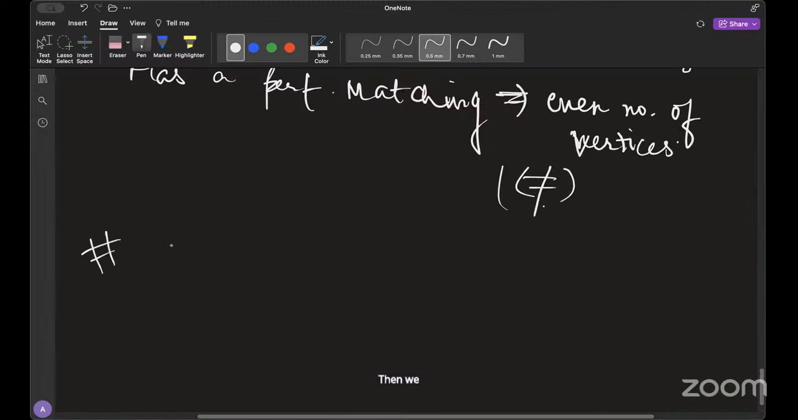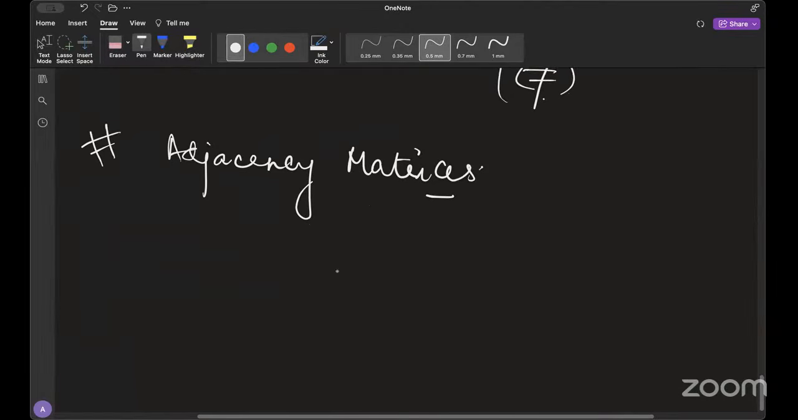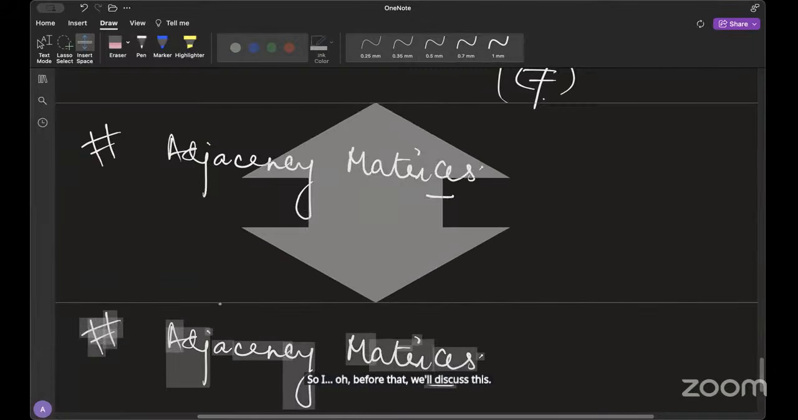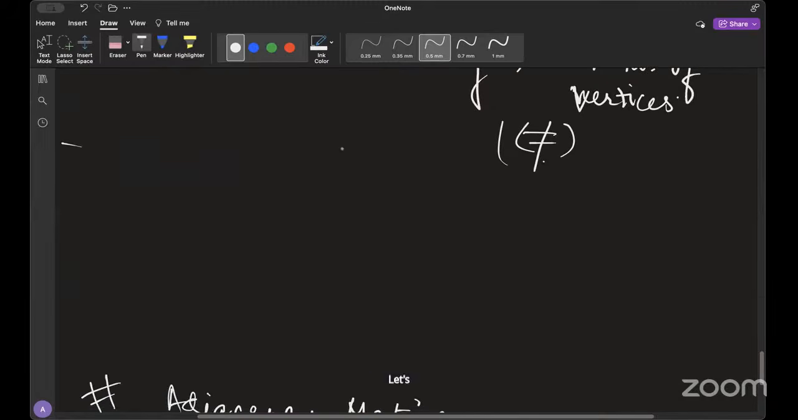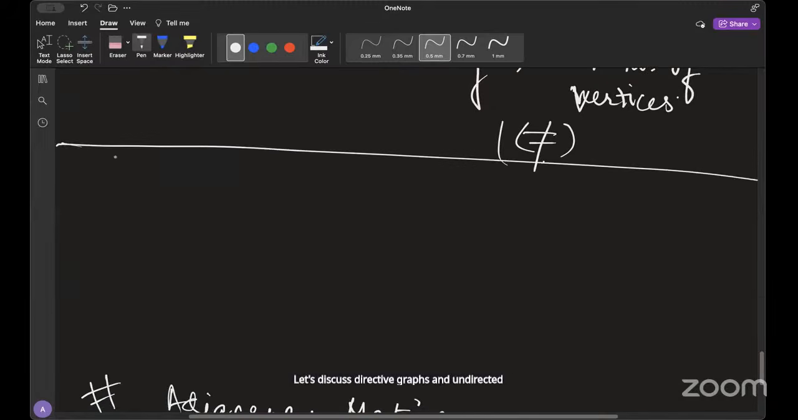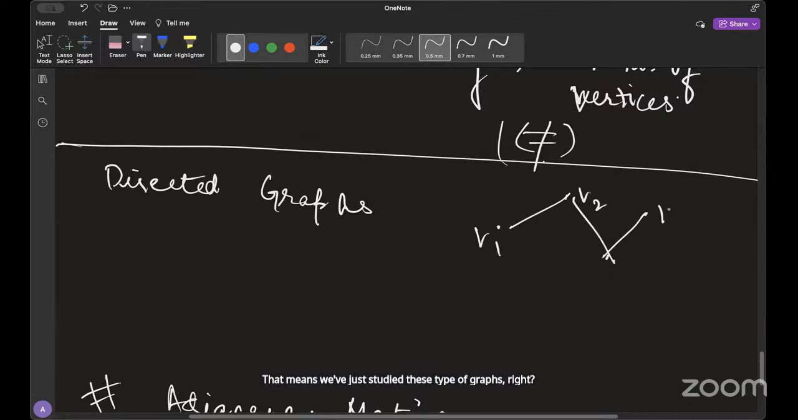Then we have the topic of adjacency matrices. But before that, we'll discuss directed graphs and undirected graphs first. So directed graphs are the ones with directions. That means we've just studied these types of graphs, right? V1, V2, V3, and V4.